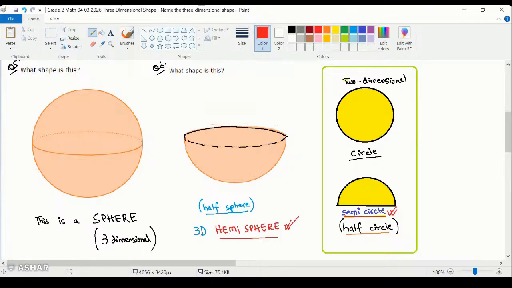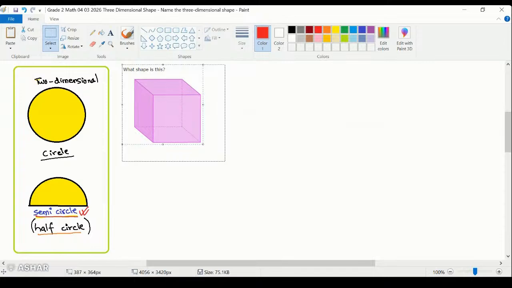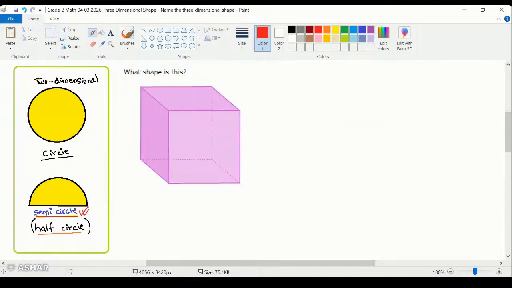Thank you, Precious. Okay, so now let's say we have another shape. We've done some explanation, now we'll do questions quickly. What is this shape? If I say the front of the shape is a square, this is a square.